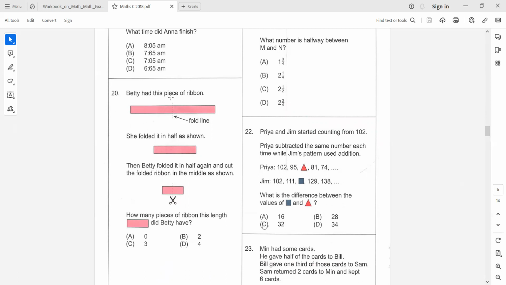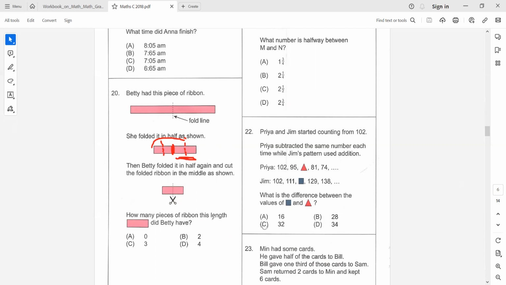Yeah, Betty had this piece of ribbon. She folded in half. That means it becomes this, right? Half. Yeah. And she again folded to half. That means the folding line is here. This one goes here, right? Yeah. This is the piece we have now. Then you are going to cut. That piece means you're cutting here. When you cut, it will cut here. All right?